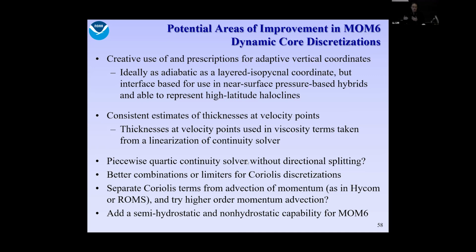And so the choices that might have been guided by coarse resolution climate modeling may not be the best ones going forward. We could do this in one of 2 ways, either by taking the existing Coriolis discretizations and combining them, or perhaps by treating the Coriolis terms separately from the advection of momentum terms, as is done in HYCOM or ROMS, and then trying higher order schemes. And finally, always at the bottom of our wish list is the idea of adding a non-hydrostatic or semi-hydrostatic capability to MOM6.